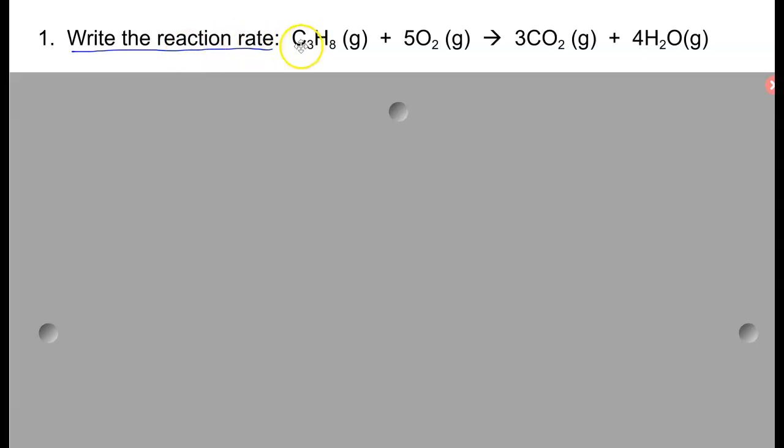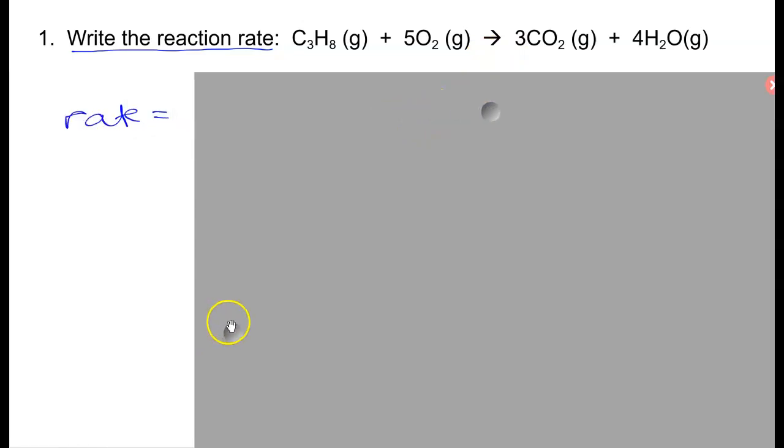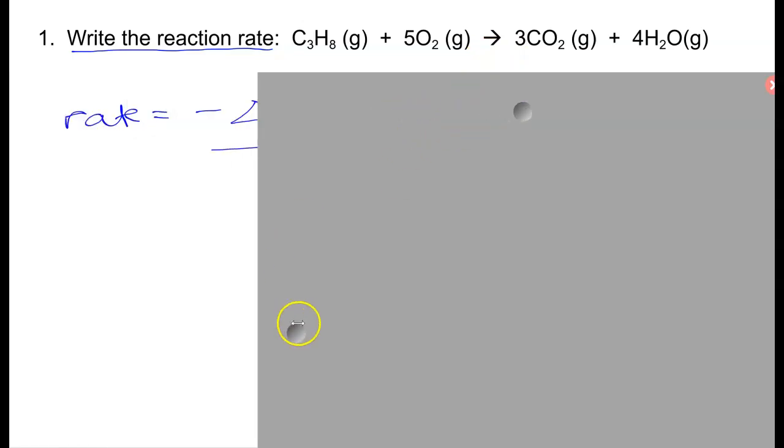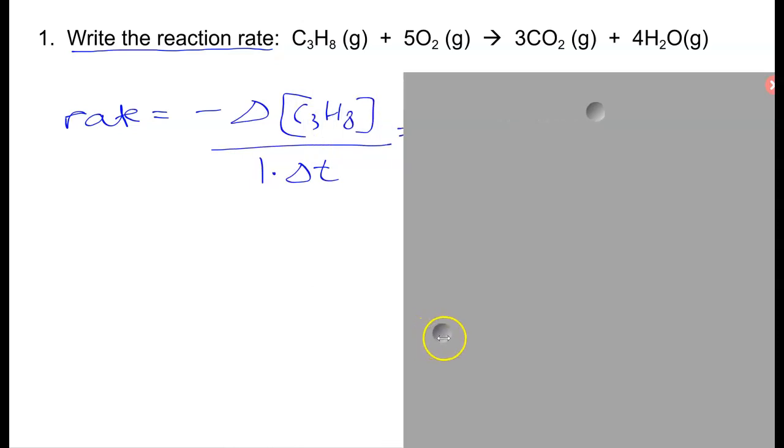So this says write the reaction rate. We have a balanced chemical equation. So remember what we're going to do is we're going to write rate equals, and then we're going to take our first reactant and we're going to put negative Δ, this is a triangle, change in concentration of C3H8. So that's concentration with the square brackets over 1 times the change in time. It's going to be negative because it's a reactant.